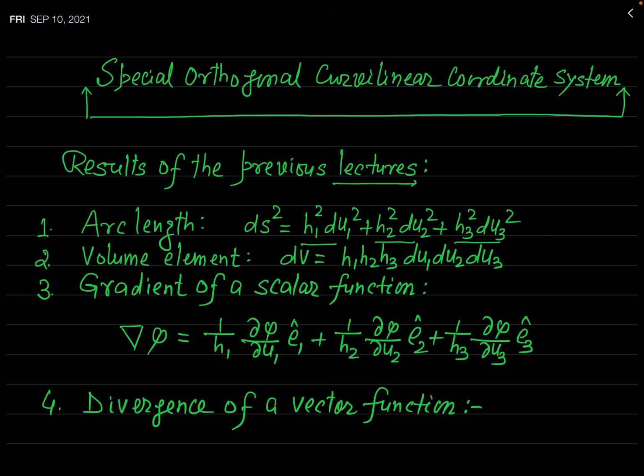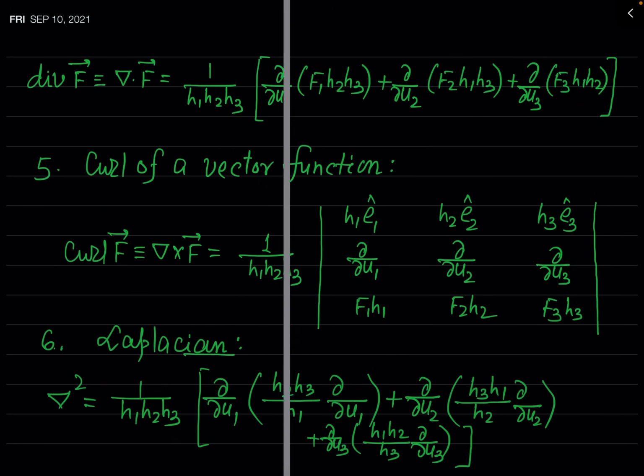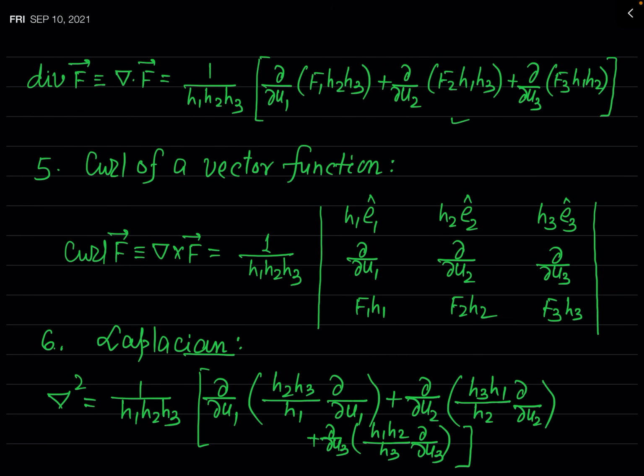And you can see the expression for gradient of a scalar function here, and similarly the expression for divergence of a vector function f like this. You have already seen in previous lectures how these expressions can be obtained in orthogonal curvilinear coordinate system. The expression for curl is also mentioned here, and the expression for Laplacian I have again mentioned here, which we have already studied.